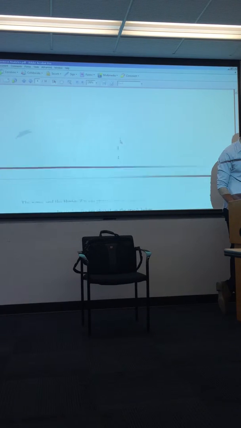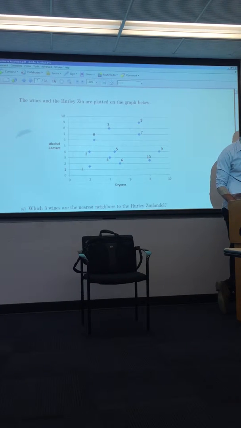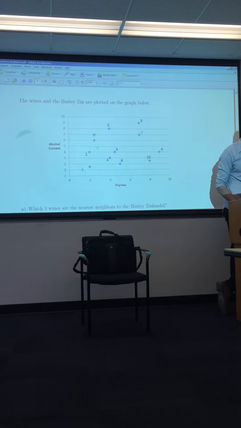So one thing they did here can actually be helpful, but we're not going to do it this way. They can actually do it graphically. So you can see alcohol and dryness, and I can just look at which distance is the closest. Which are the two wines that are closest to Harley? 2 and 3. We'll do it with Excel, but let's just do it qualitatively for a second. 2 and 3 are the closest.